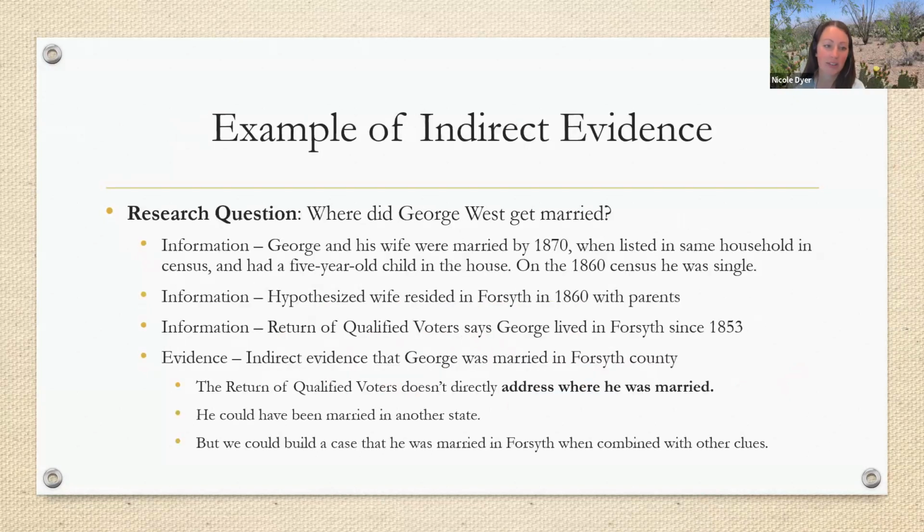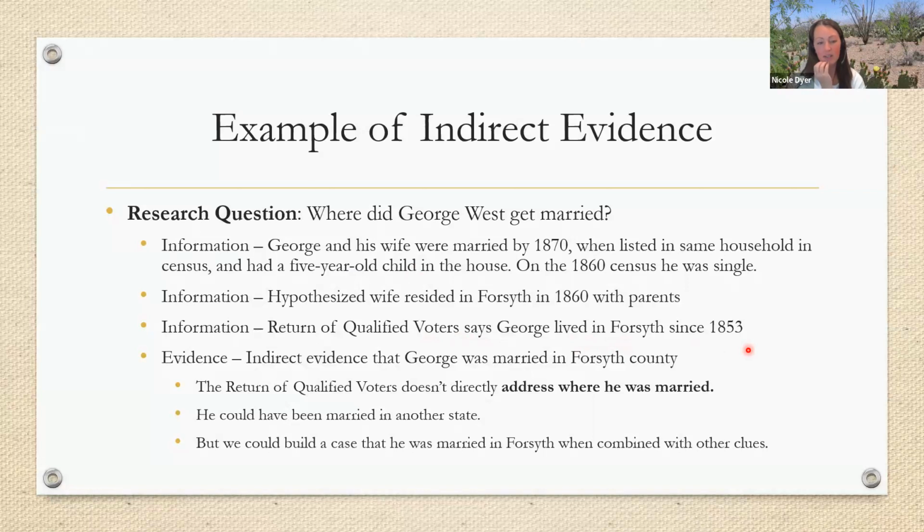Now, what about indirect evidence? The research question, where did George West get married? Let's say our research subject was married by 1870. Again, this is all hypothetical. And perhaps in 1870, he was listed in the same household with this wife, and they had a 5-year-old child in the house. And then they were both single in 1860. His hypothesized wife was single in 1860, living with parents in Forsyth. And then we found this return of qualified voters saying George lived in Forsyth since 1853.